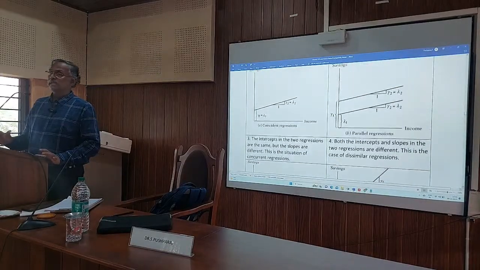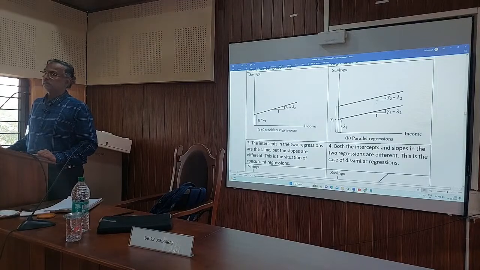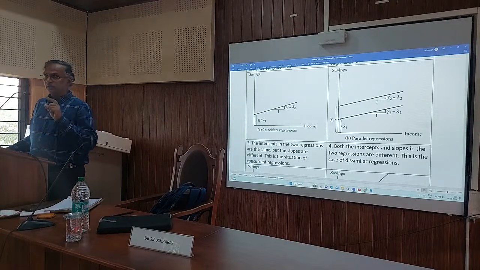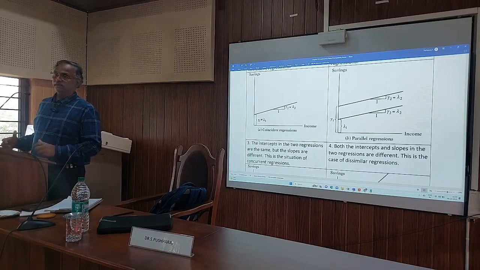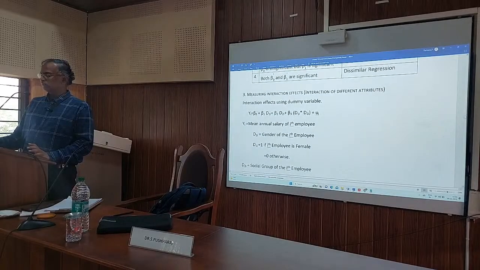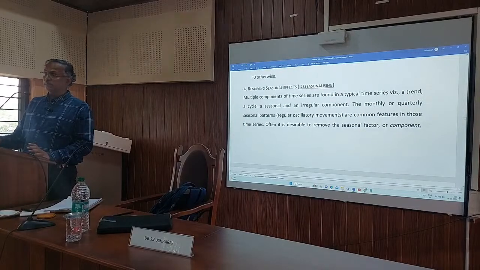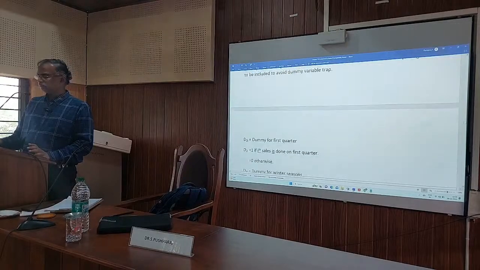The Chow test can only say whether the two periods are different, right? ANOVA models can say whether they are different by the intercept, by their slope, or whether both are different. All those things we can distinguish in a detailed way. We can study the interaction effect, and we can remove the seasonal effects using these ANCOVA models, right?